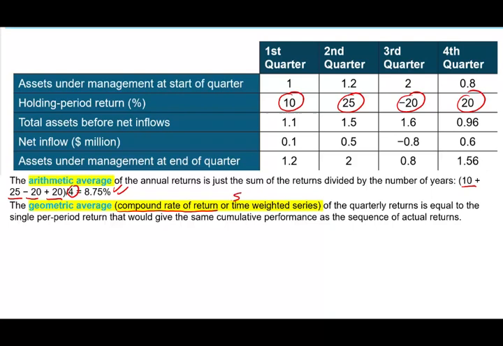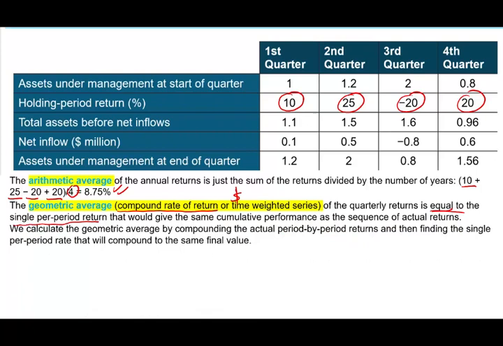So the geometric average of the quarterly return is equal to the single period return that would give the same cumulative performance as a sequence of the actual returns. So basically what we're going to do, we're going to take each period return and multiply it by the next period as a compounding effect. And you will see how we place it in the formula. So we calculate the geometric method by compounding the actual period by period return and then finding the single period rate that will compound to the same final value. So what we'll do, we're going to take all the returns, compound them together, and find out what is the net return.